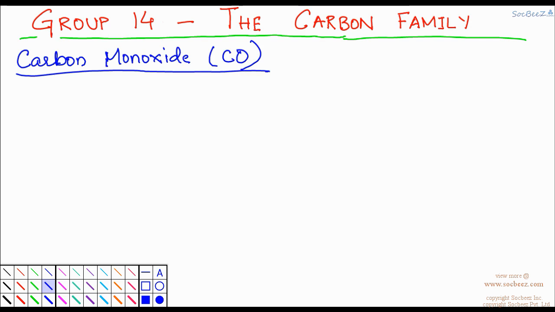So like this would be our method of studying. We would first see the preparation of each of these compounds of carbon, and then we would see the properties of each of these compounds. So the first one would be, how do we prepare carbon monoxide? So the preparation.